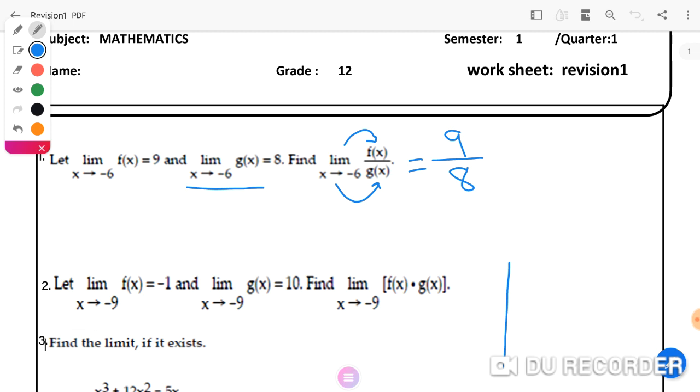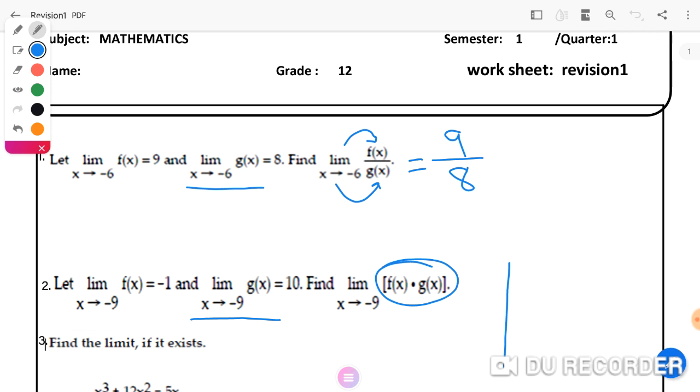For the second question, let limit f of x when x approaches negative 9 and limit g of x when x approaches negative 9 equal 10. Find limit of f of x multiplied by g of x when x approaches negative 9. What is the change that has been done on these two functions, their product.